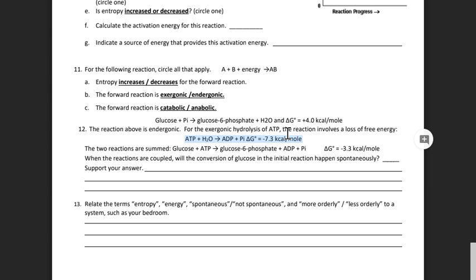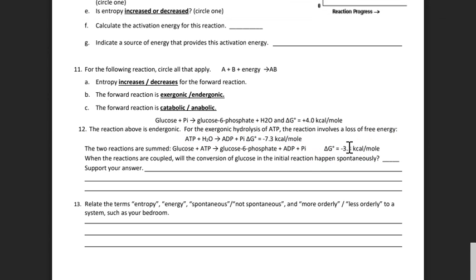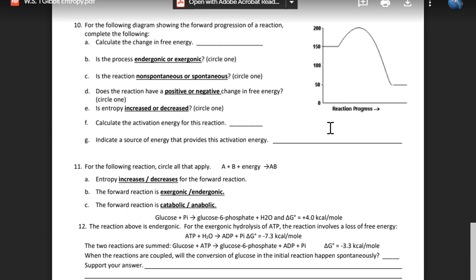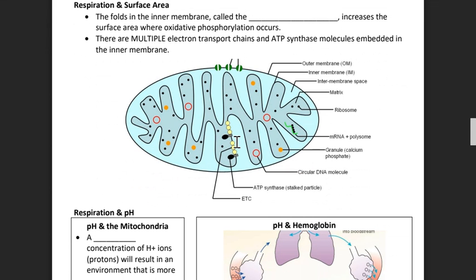Add those two together, +4 and -7.3. So when we actually combine those two reactions together, look at that delta G. It's overall negative. So both of these reactions, if they happen together, this will spontaneously happen in your cells. Okay? It's kind of a tricky one, so I wanted to go over that.